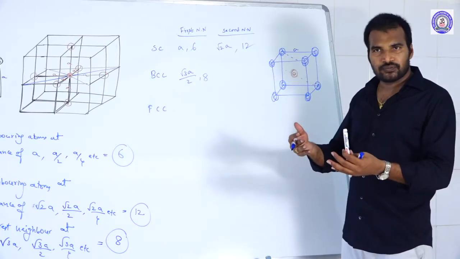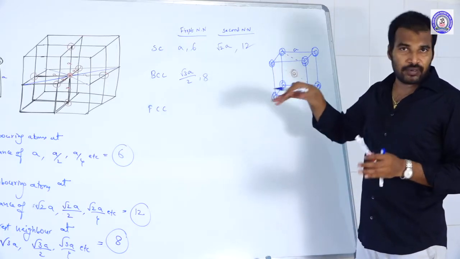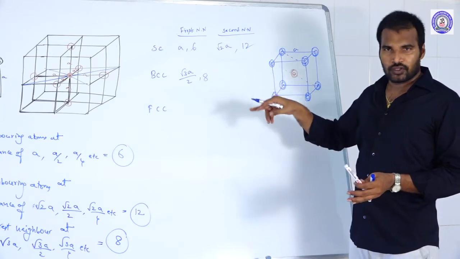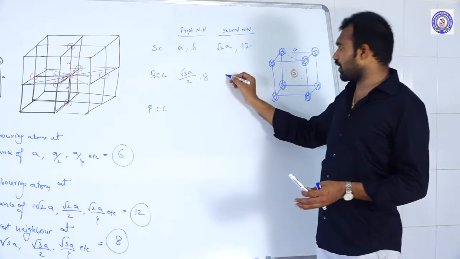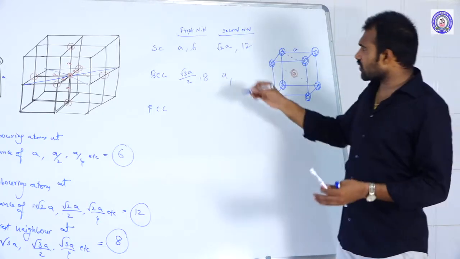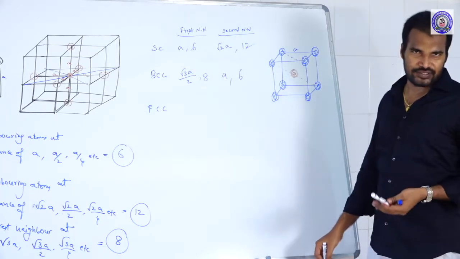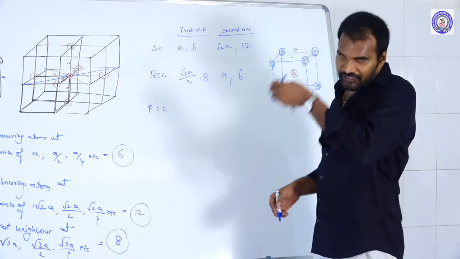Next possibility is edge length and face diagonal. But face diagonal is root 2a, whose value is 1.414. So the second nearest neighboring distance is a only. At a distance of a, how many atoms are there? 6 atoms are there. Next, FCC if you take.